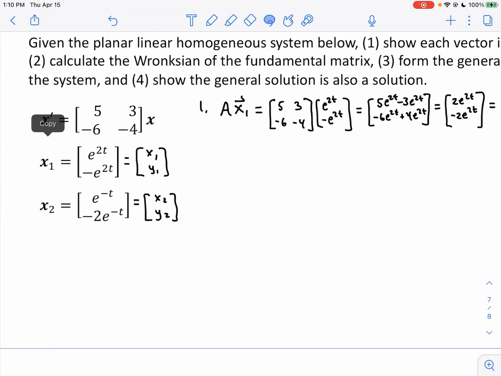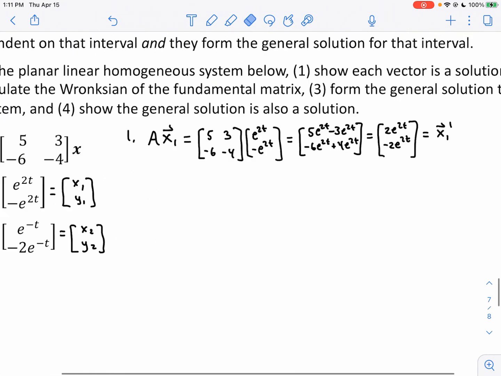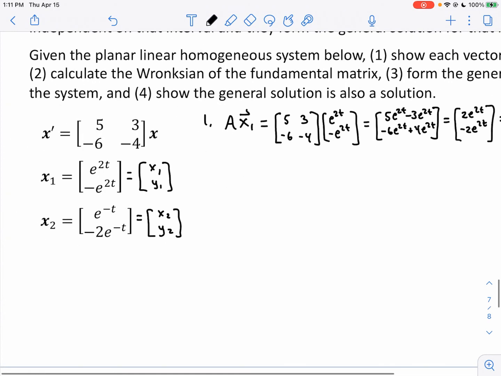Be careful that vector x1 is not the same thing as term x1 or entry x1. It's very subtle. This x is not bold, this x is. That's why it's nice to have the little bars above the ones that are vectors, just to make it a little bit more obvious. And now I want to test that vector x2 is also a solution.